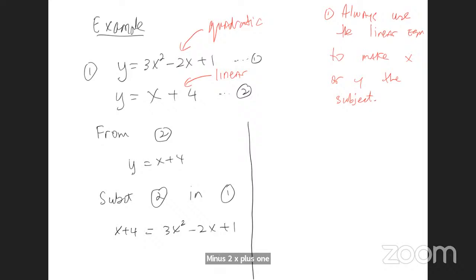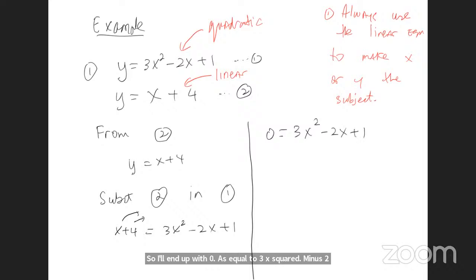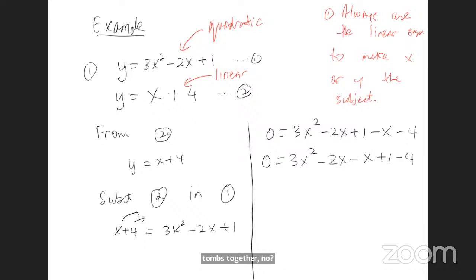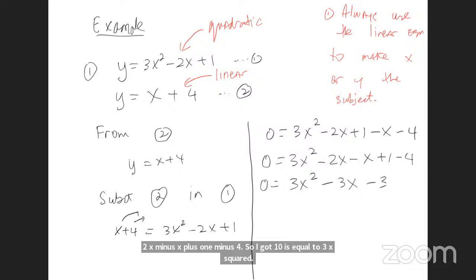You all okay with that? Next step, I am going to carry everything to the right side. So I'll end up with 0 is equal to 3x squared minus 2x plus 1. I carry across the x, I'll get minus x. Carry across the 4, I'll get minus 4. Bringing the like terms together: minus 2x minus x, plus 1 minus 4. So I get 0 is equal to 3x squared minus 3x minus 3.